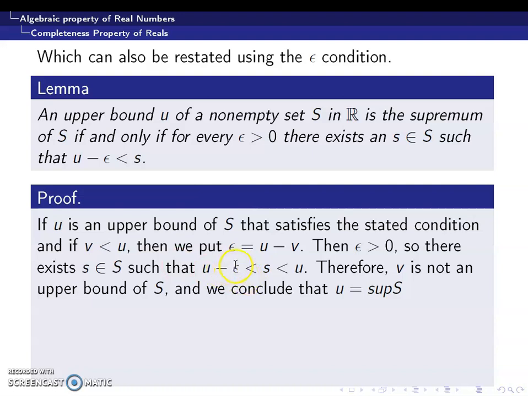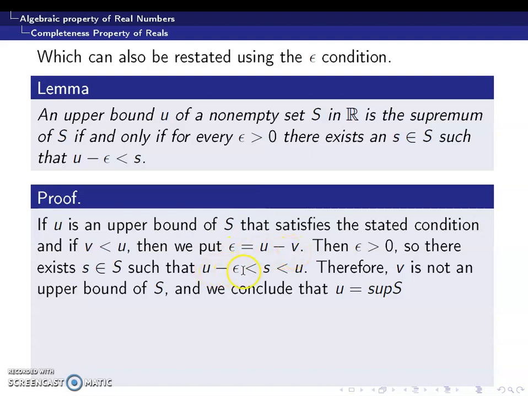Since U minus epsilon is V and in between V and U, there is always an element S which belongs to the set. So every number which is less than U cannot be an upper bound of the set. If you take an arbitrary element which is less than U, which is V, you can take epsilon as U minus V.